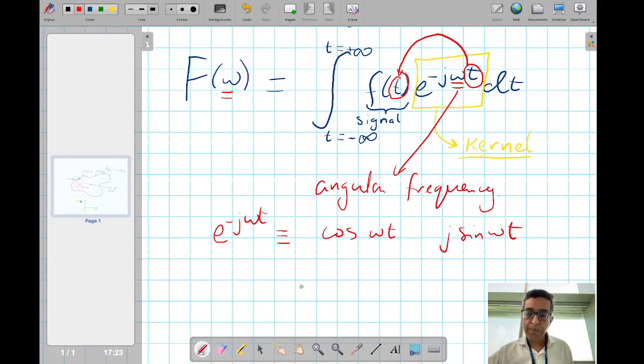So that's a minus, because this is a minus here. And conversely, e to the j omega t, just for completeness, if we flip that sign to positive, will be this.